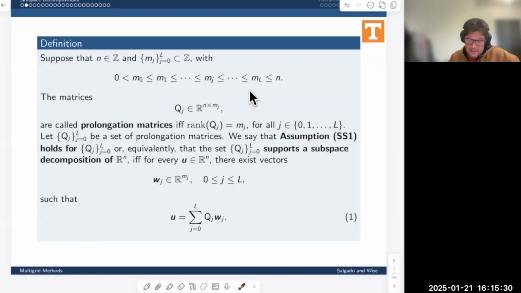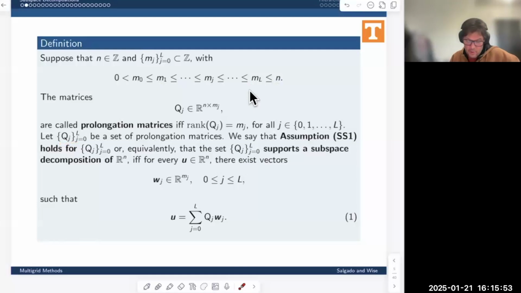So let this be a collection of those prolongation matrices. Notice that they're not all the same size. One might be n by 3, and one might be n by 4, and one might be n by 5, or n by 6. They're all different sizes, but we're going to group them together in a collection.